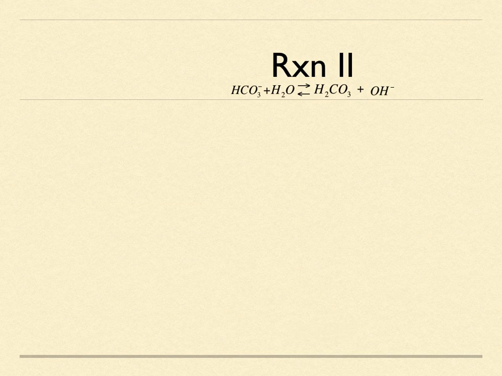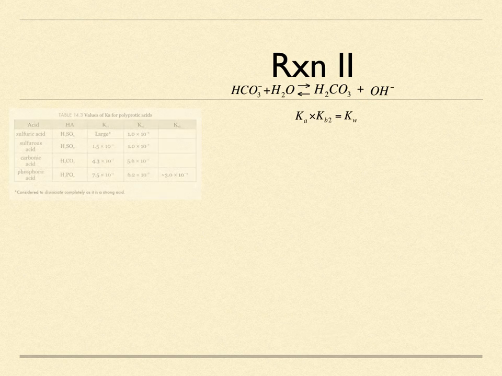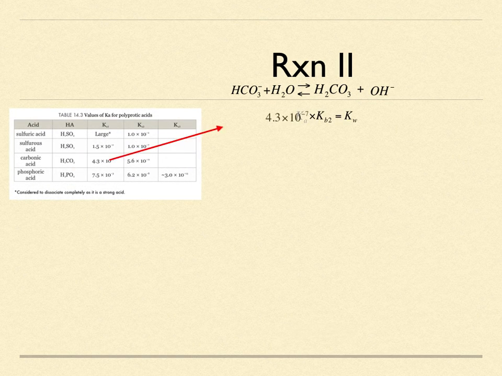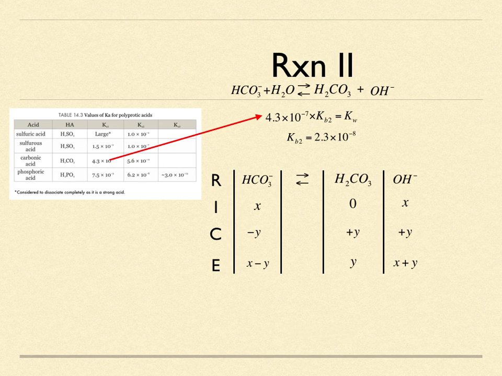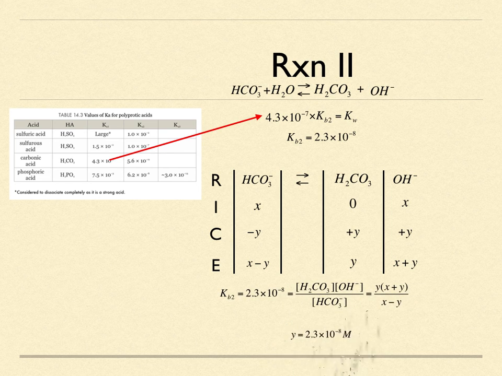of carbonate. We deal with the second reaction much like the first, except the base is now hydrogen carbonate. Using the Ka of carbonic acid, which is also in table 14.3, we can find the Kb of hydrogen carbonate. Setting up the RICE chart, the only difference is there's already hydroxide in solution, where the initial amount X is the concentration we calculated in the last part. Here Y is the concentration of carbonic acid.